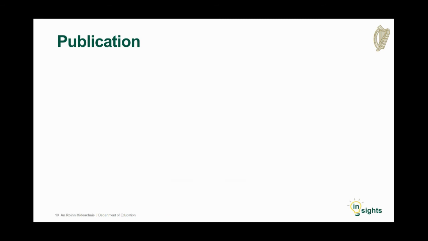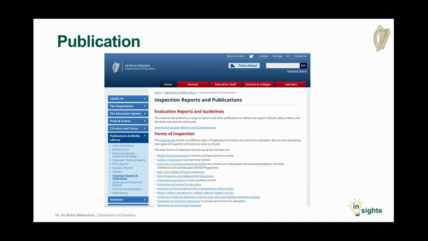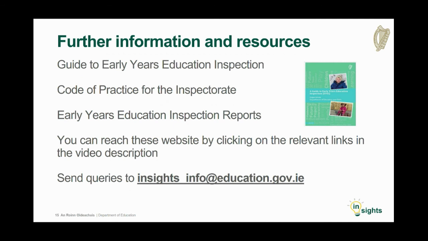In the Popular Topics menu on the home page, click on School Inspection Reports. This will take you to the Inspection Reports and Publication page. Here you will find links to Early Years Education Inspection Reports. Here is a list of further information and resources which may support you.